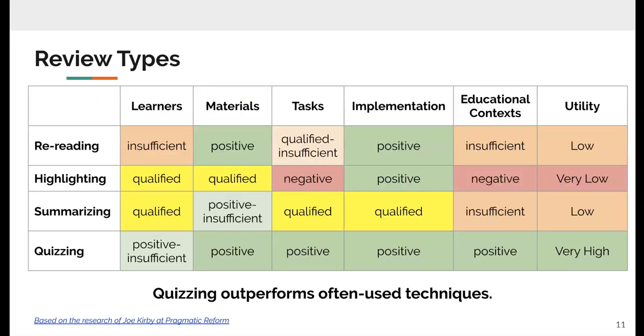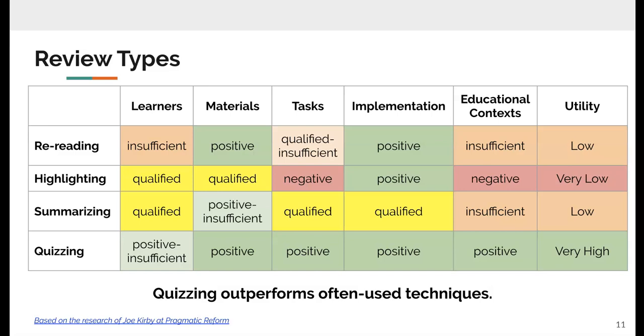So here we have a chart that outlines the different types of review teachers might ask their students to do when working in a particular context. We might have students reread assignments so that they can hopefully soak in more of that information. You may have them go over it with a highlighter and highlight for important parts and details.